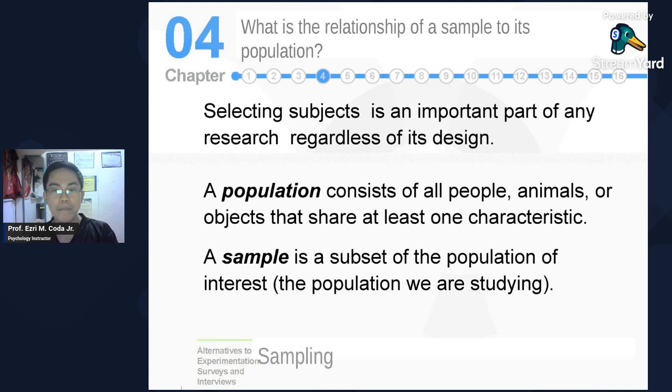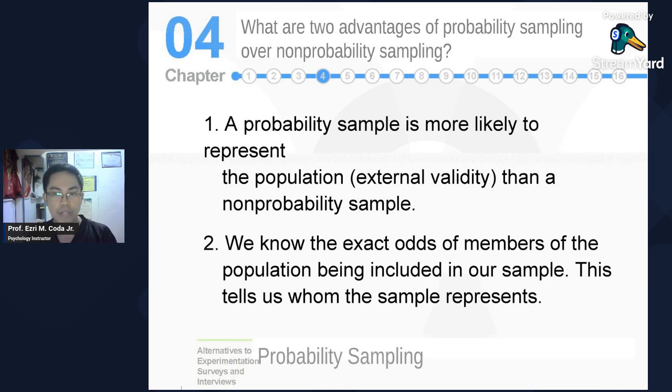Now, selecting subjects is an important part of any research regardless of its design. A population consists of all people, as I have explained earlier, animals or objects that share at least one characteristic. And then a sample is a subset of the population of interest, the population we are studying or we intend to study.